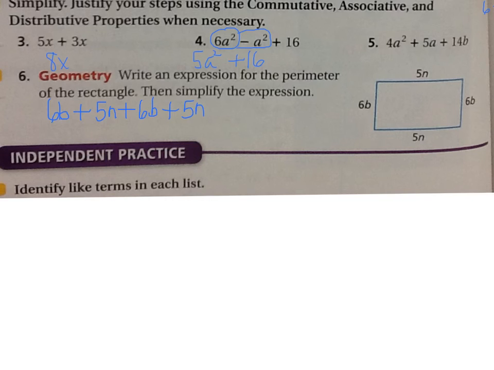Start with the first one, 6b. Are there any other b's? Yes. What's the other b term? A positive 6b. So 6b plus 6b is how many b's? 12 b's. Moving to the next one, we have a positive 5n. Do I have any other n's? Yes, I have another positive 5n. So how many total n's do I have? 10 n's. So my simplified expression is 12b plus 10n. Are there any questions on that?